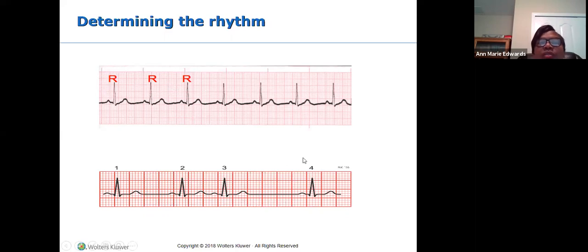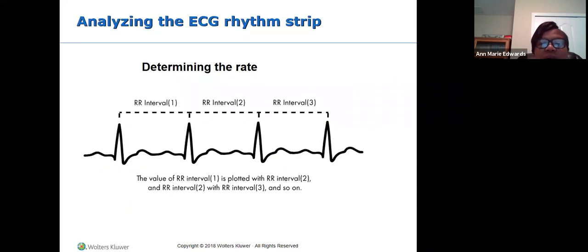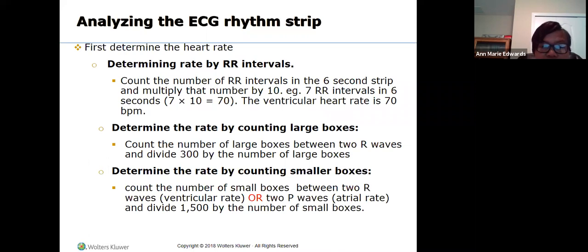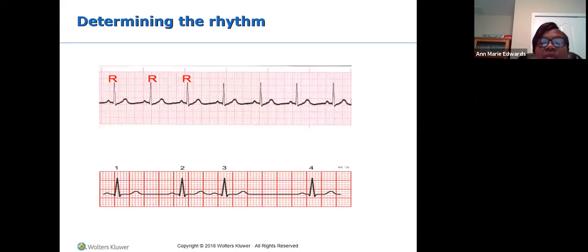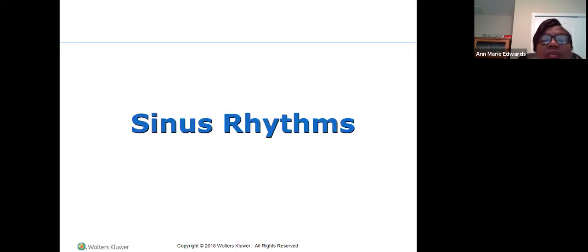So we have learned how to start interpreting our ECG. We have learned how to determine the rate, the heart rate, from the ECG, and we have also learned how to determine the rhythm from the ECG. Now we're going to look now at some dysrhythmias. And first we're going to look at our sinus rhythm.